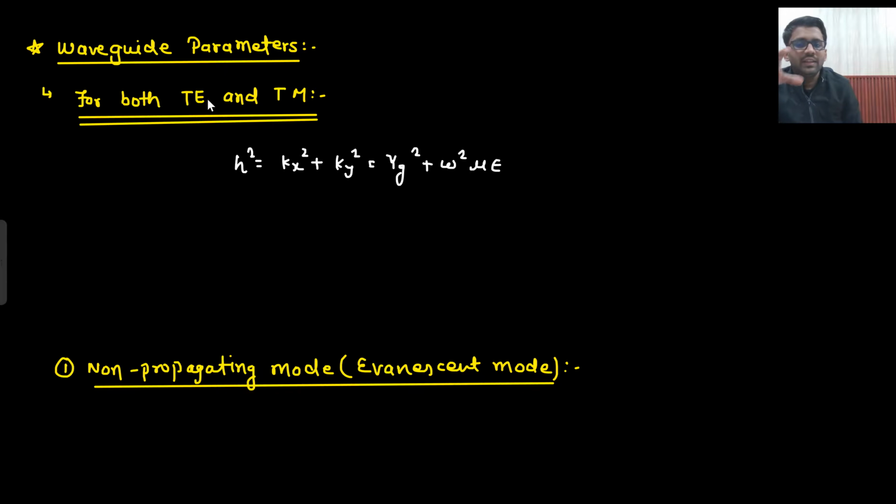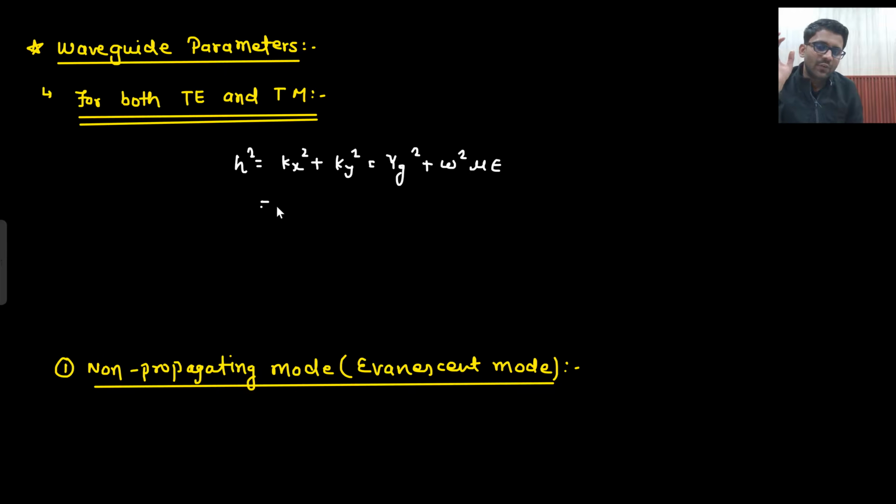So for both TE and TM mode, this was your h square. What was the definition of h square? What was the name of h square? Transverse propagation constant. H was transverse propagation constant, and that was equal to kx square plus ky square, and that was equal to gamma g square plus omega square mu epsilon. So this was there for both TE and TM, right?